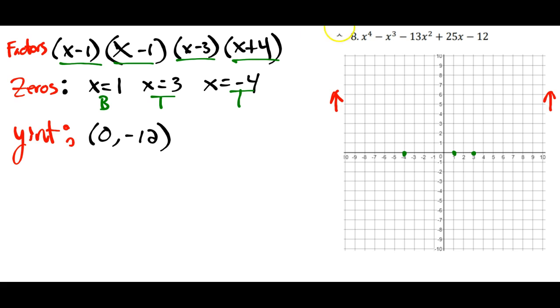So now I've got some stuff to graph here. I know it's coming from the top left right here. At negative 4, it goes through. It's going to drop all the way down below to wherever negative 12 is. And then somewhere in there, it's going to come back up. It's going to bounce at 1 and then go through 3 and match with that right there.